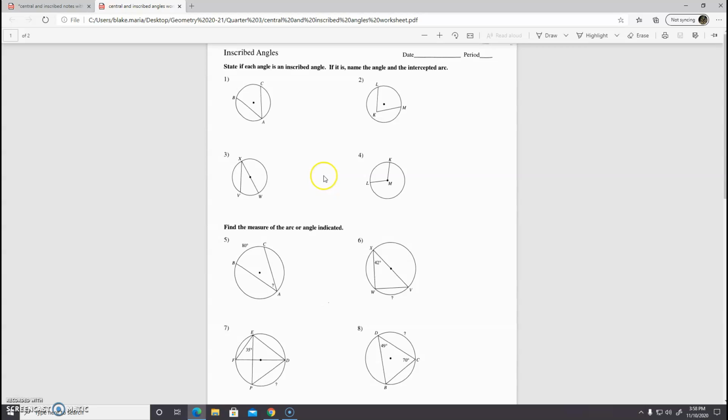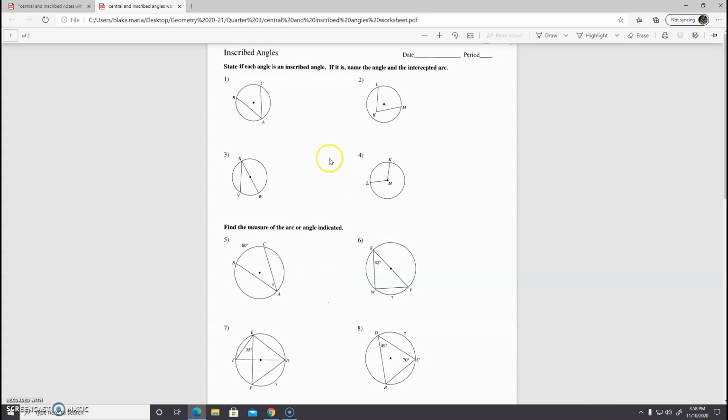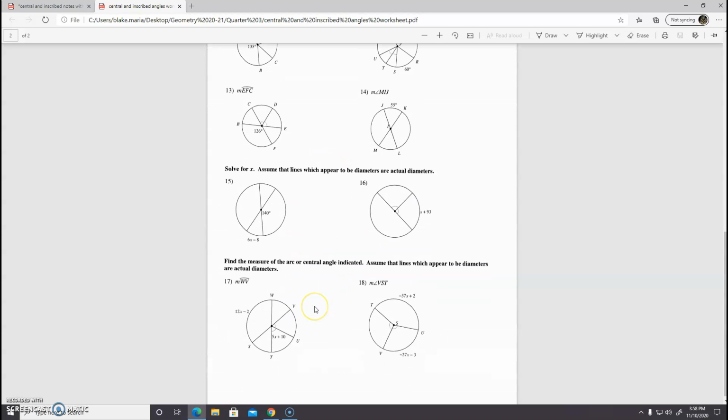So when you get to your worksheet, the first part is just working, again, read. See if you're dealing with inscribed or central. I will tell you the first page is inscribed. The second page is central. And then see what you're working with.